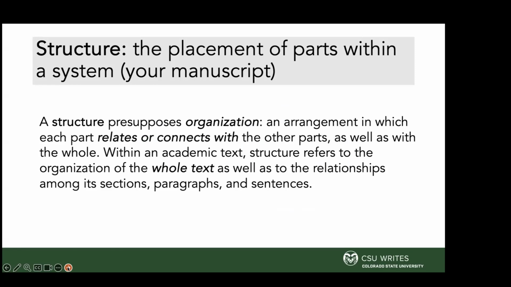That the structure, the placement of the parts within the system or your manuscript, right, presupposes some sort of organization. So interestingly enough, the Killingsworth and Gilbert piece, right, the article, presupposes an arrangement of ideas that will relate or connect with other parts as well as to the whole. That's how we get the different sections. And then we also get the whole piece, right, put together. Within an academic text, that structure refers to the organization of the whole text as well as the relationship among the sections, paragraphs, and sentences.